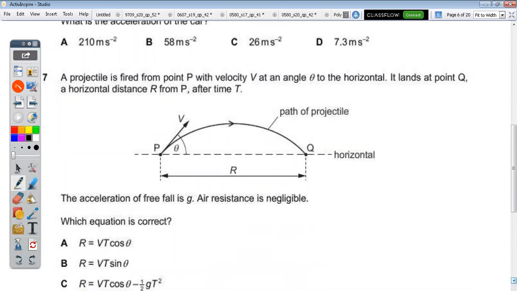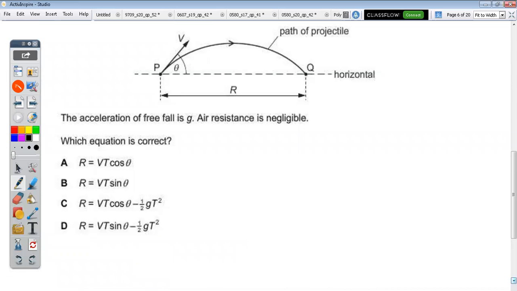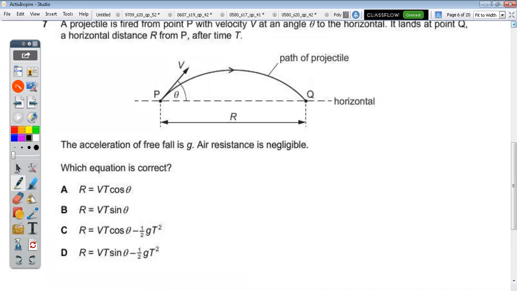A projectile is fired from a point P with velocity V at an angle theta to the horizontal. It lands at point Q, a horizontal distance R from P after time t. The acceleration of free fall is g, air resistance is negligible. Which equation is correct? So R is the range, I'm sure you know that.